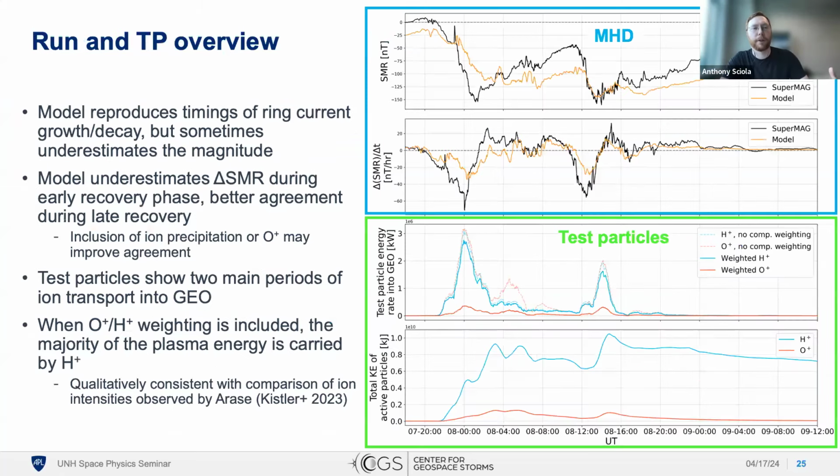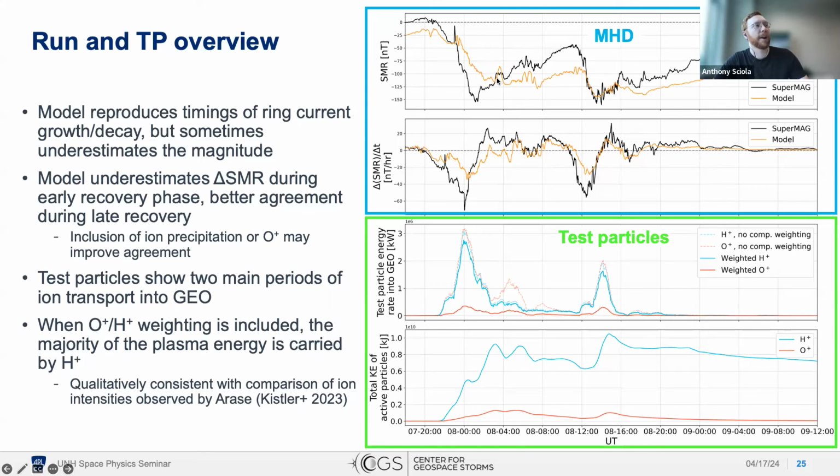Okay, so to go over an overview of the run itself and test particle results. At the top here, we're just looking at what's produced with the fluid model on its own, where we have, in theory, magnetopause losses and charge exchange included, but not some of those others like ion precipitation, certainly not from the EMIC waves quite yet. But up here, I am showing a comparison between the observed and modeled SMR index, which is sort of analogous to SYM-H.